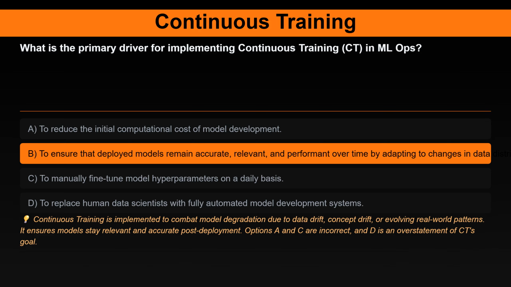The correct answer is to ensure that deployed models remain accurate, relevant, and performant over time by adapting to changes in data distributions or concept drift. Here's the explanation. Continuous training is implemented to combat model degradation due to data drift, concept drift, or evolving real-world patterns. It ensures models stay relevant and accurate post-deployment. Options A and C are incorrect, and D is an overstatement of CT's goal.